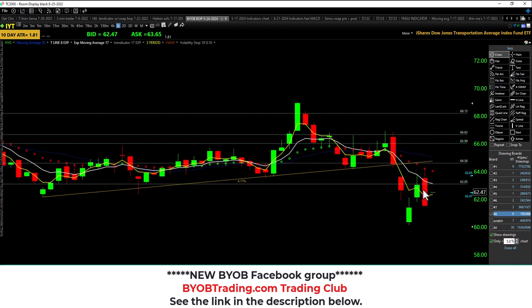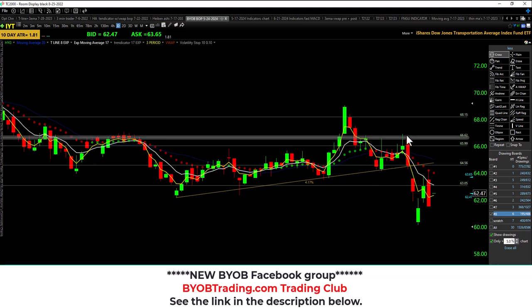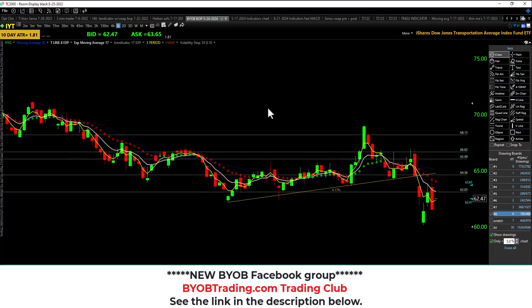IYT, outside day, closing under the trap, under the 17 EMA. They broke this low, this low, this low, this low, and made a lower high. They're in a downtrend. Okay, that's IYT.